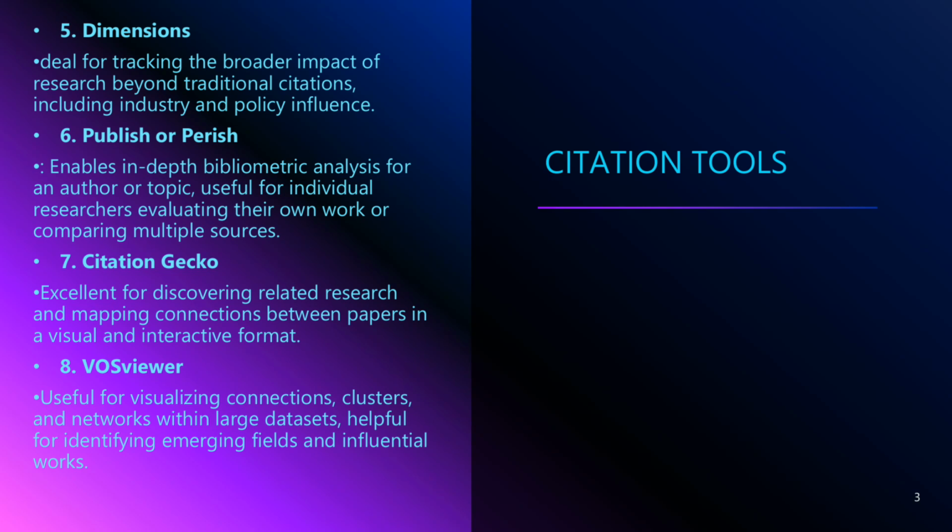Publish or Perish provides in-depth bibliometric analysis. It allows individual researchers to evaluate their own scholarly footprint or compare citation metrics across topics and sources. Citation Gecko offers a unique visual way to explore how papers are connected. It's especially useful for identifying overlooked but influential studies through an interactive network of citations. And finally, VOSviewer helps visualize clusters, citation networks, and keyword co-occurrence within large datasets. It's a powerful tool for mapping emerging research trends and discovering influential works across a discipline.